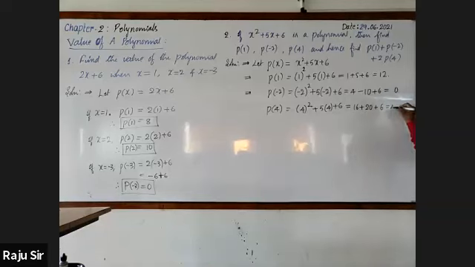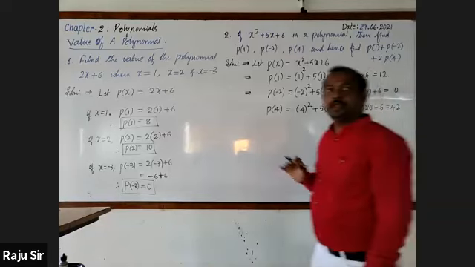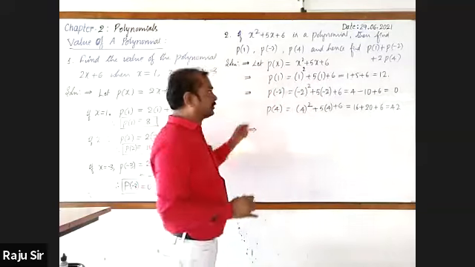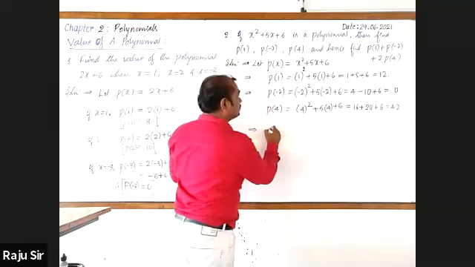22 plus 20, it is 42. Have you got the same? Yes, sir. Yes, sir. Let us go for finding the value of another step. The other one.